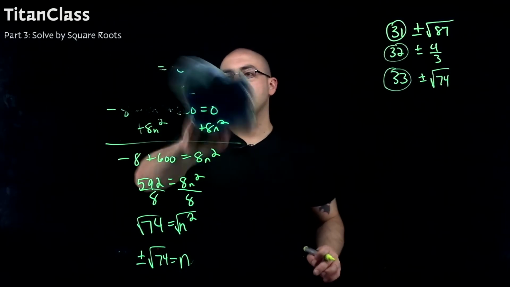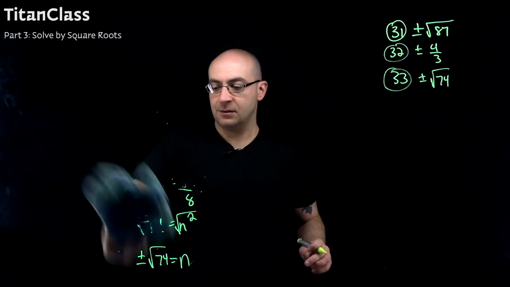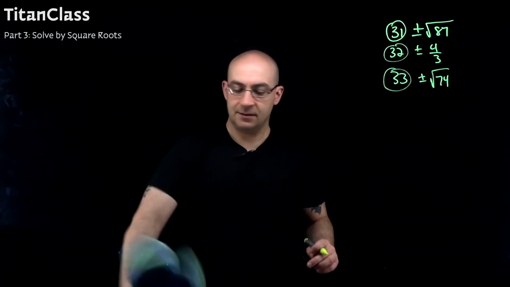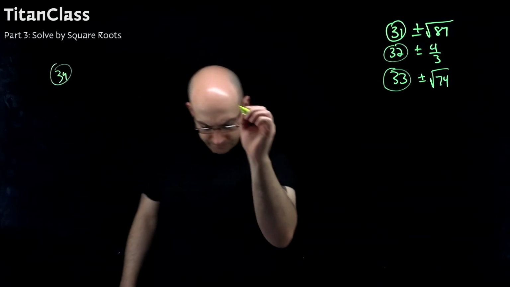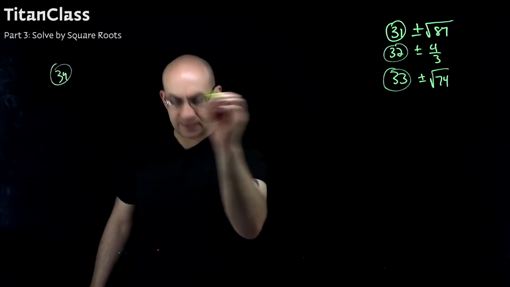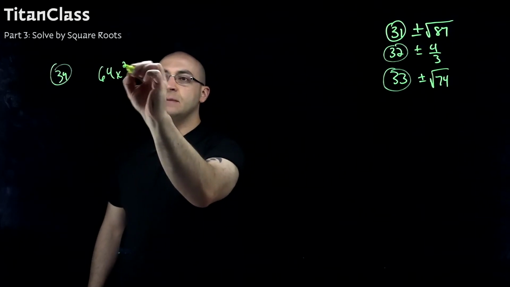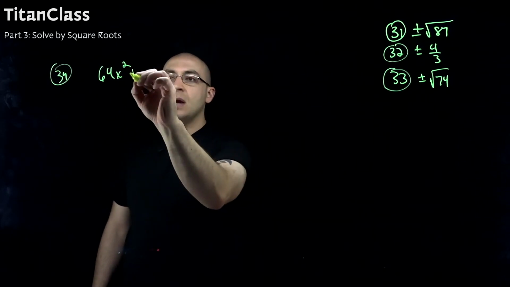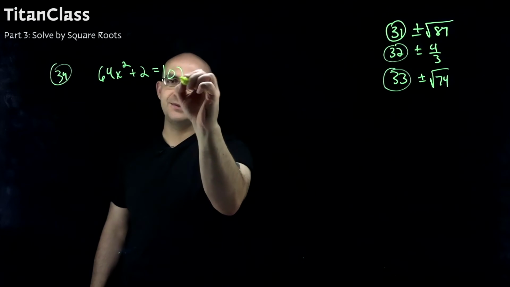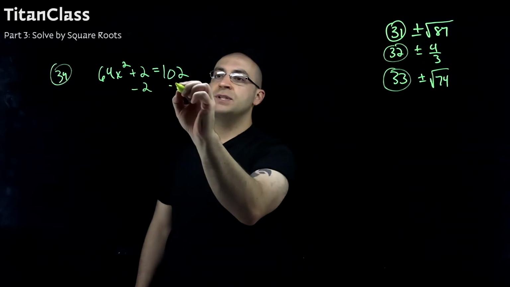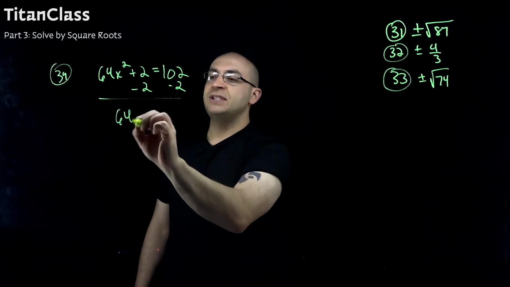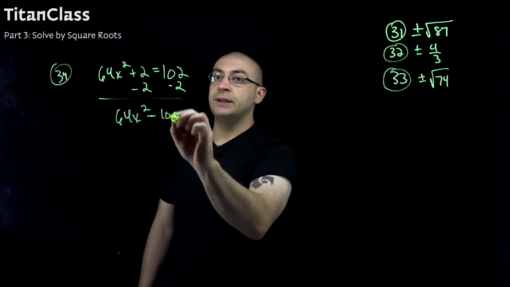Two more and we'll jump into completing the square, which is the grand finale of our problems for today. All right, so 34. This one's not bad because we have a 64, which is a perfect square. 64x squared plus 2 is going to equal 102. This is very simple because I can see already this is going to be 100. Minus 2 on both sides. I'm going to have 64x squared equals 100, right?